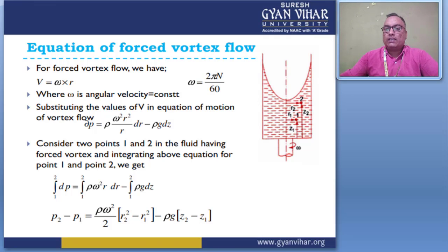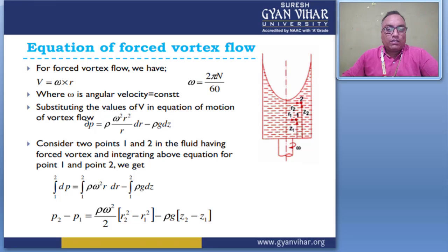If I am considering 2 points in a fluid having forced vortex flow, and integrating between these points 1 and 2. Here z1 is the distance from the bottom of this container to point 1 and z2 is the distance from the bottom of the container to point 2.